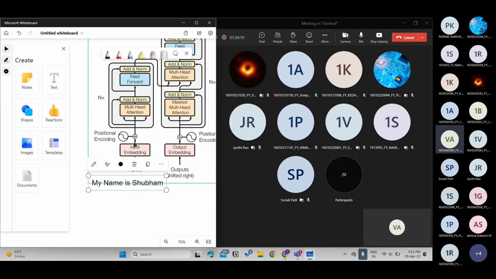In RNN we were not doing positional encoding. That was one of the biggest problems that we were facing there. So here we'll be doing positional encoding. Then here in this block, the encoder block, we have multi-head attention.